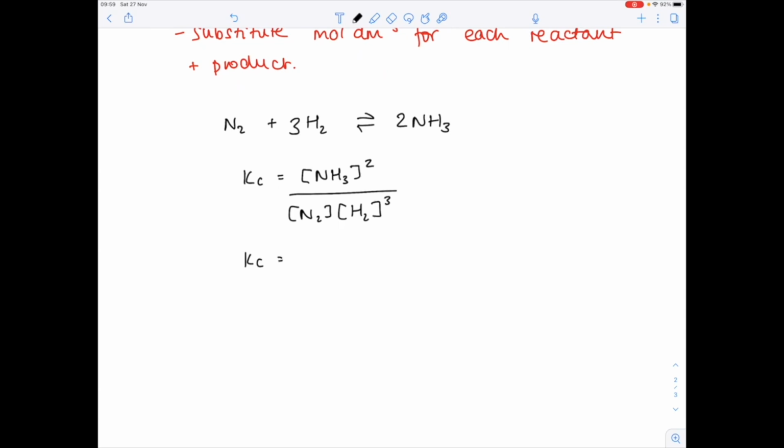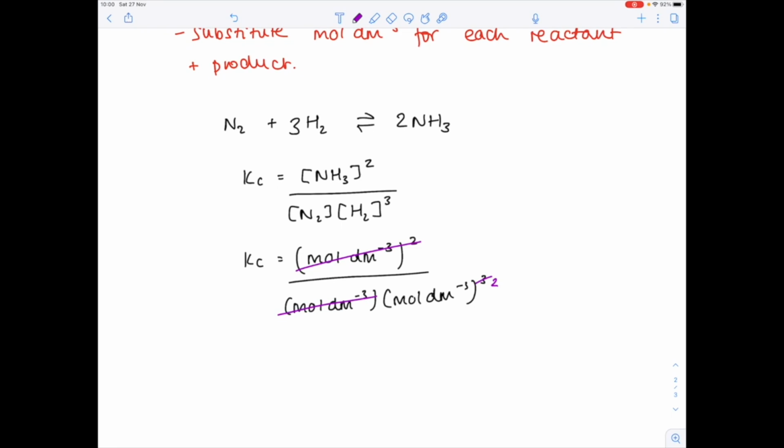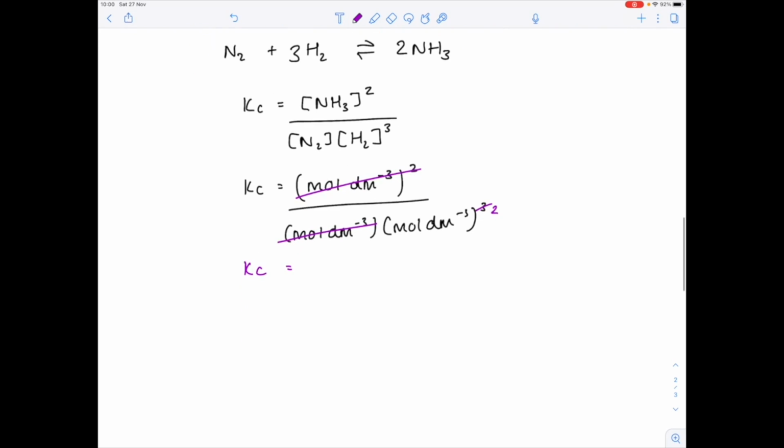So we know we've got concentration unit mol dm^-3, and we've got that little power, so it's to the 2, divided by mol dm^-3 for the nitrogen, mol dm^-3 raised to the power of 3 for the hydrogen. Now we need to cancel this down, so we managed to get rid of this one. This turns into a 2, so let's simplify. So you need to be quite good with your indices here, because it's effectively upside down. We put that little minus there to represent that.